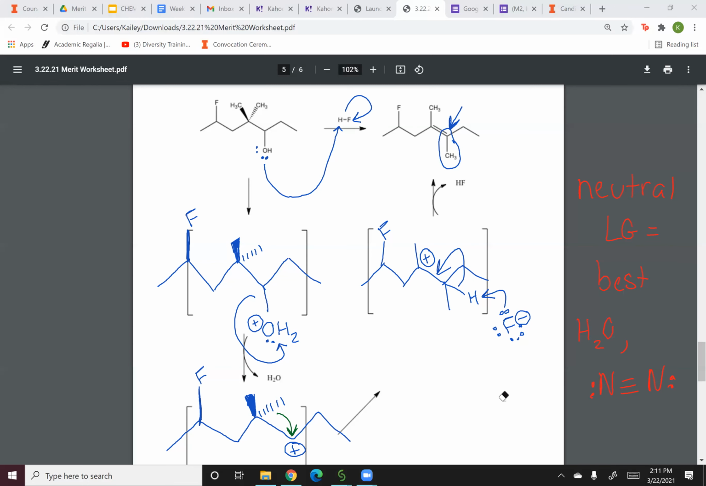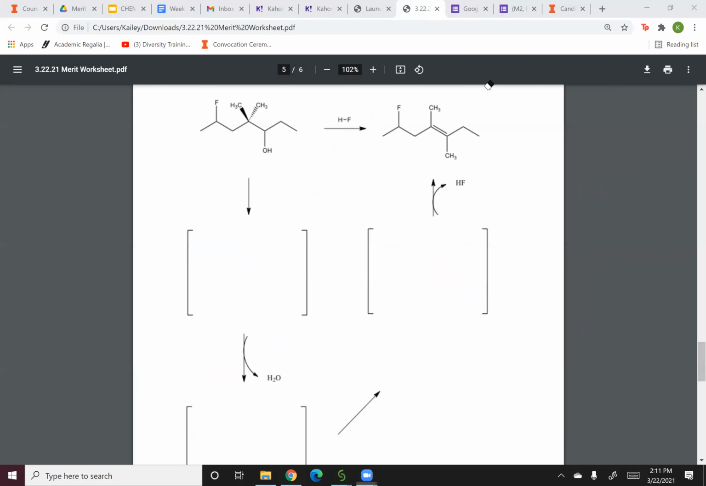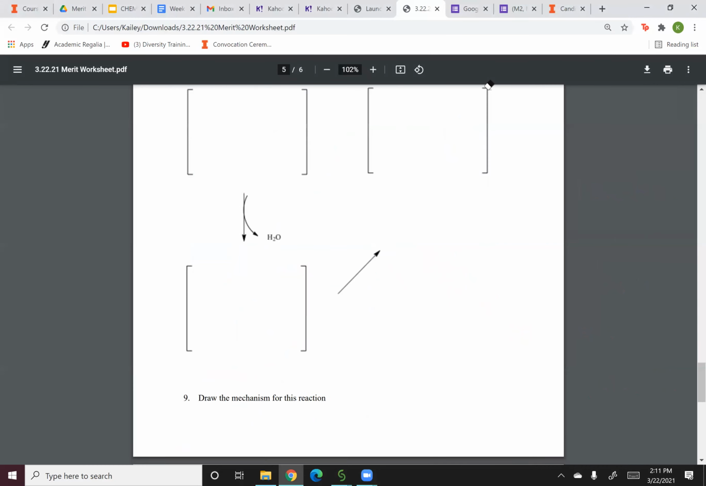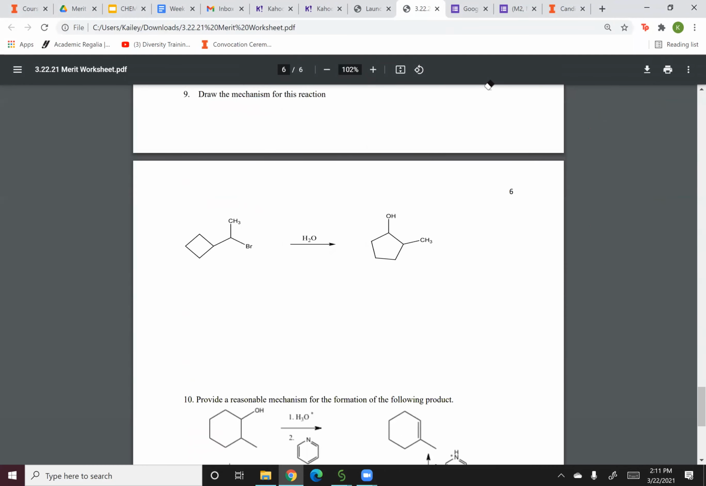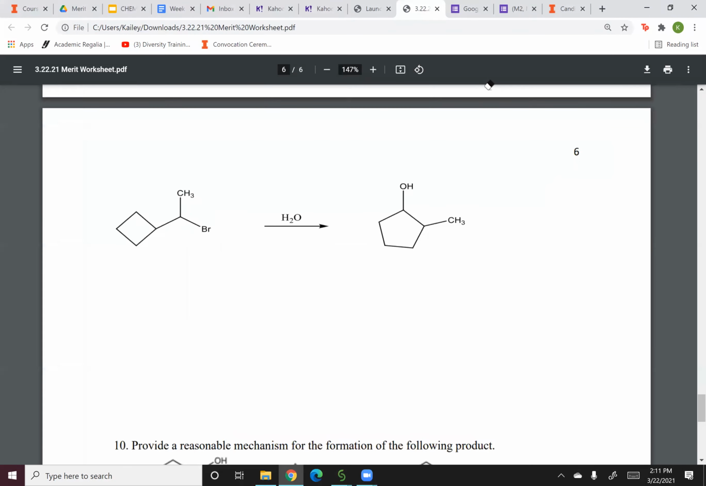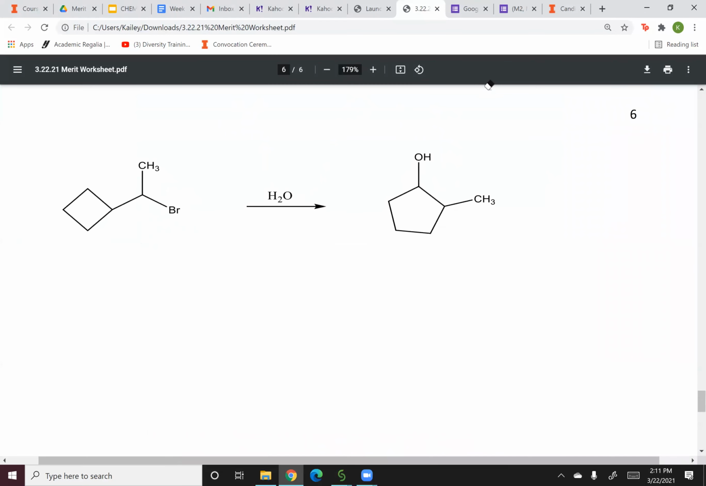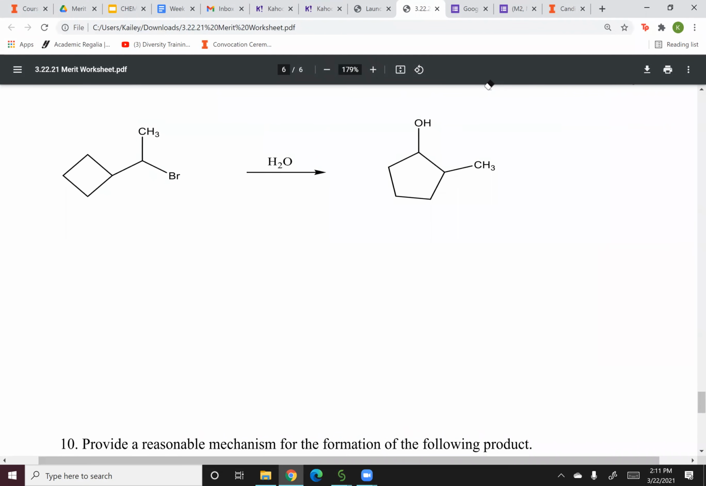Okay, so then we are going to go over the next problem, which is a ring expansion. And just like with this next one, if you think it's helpful, go ahead and listen in. If you don't want to pay attention, that's cool too. So let's talk about the mechanism happening here. What mechanism is taking place?